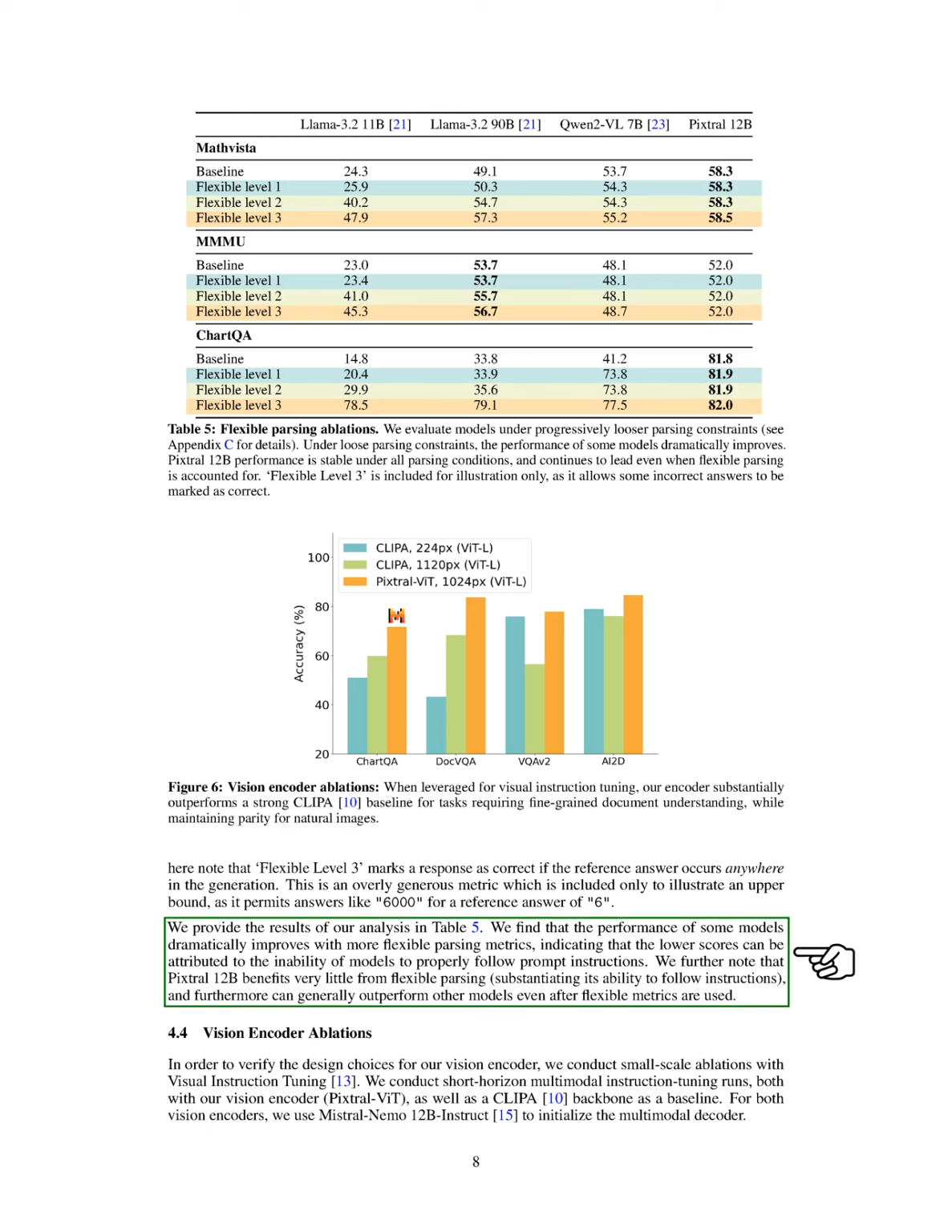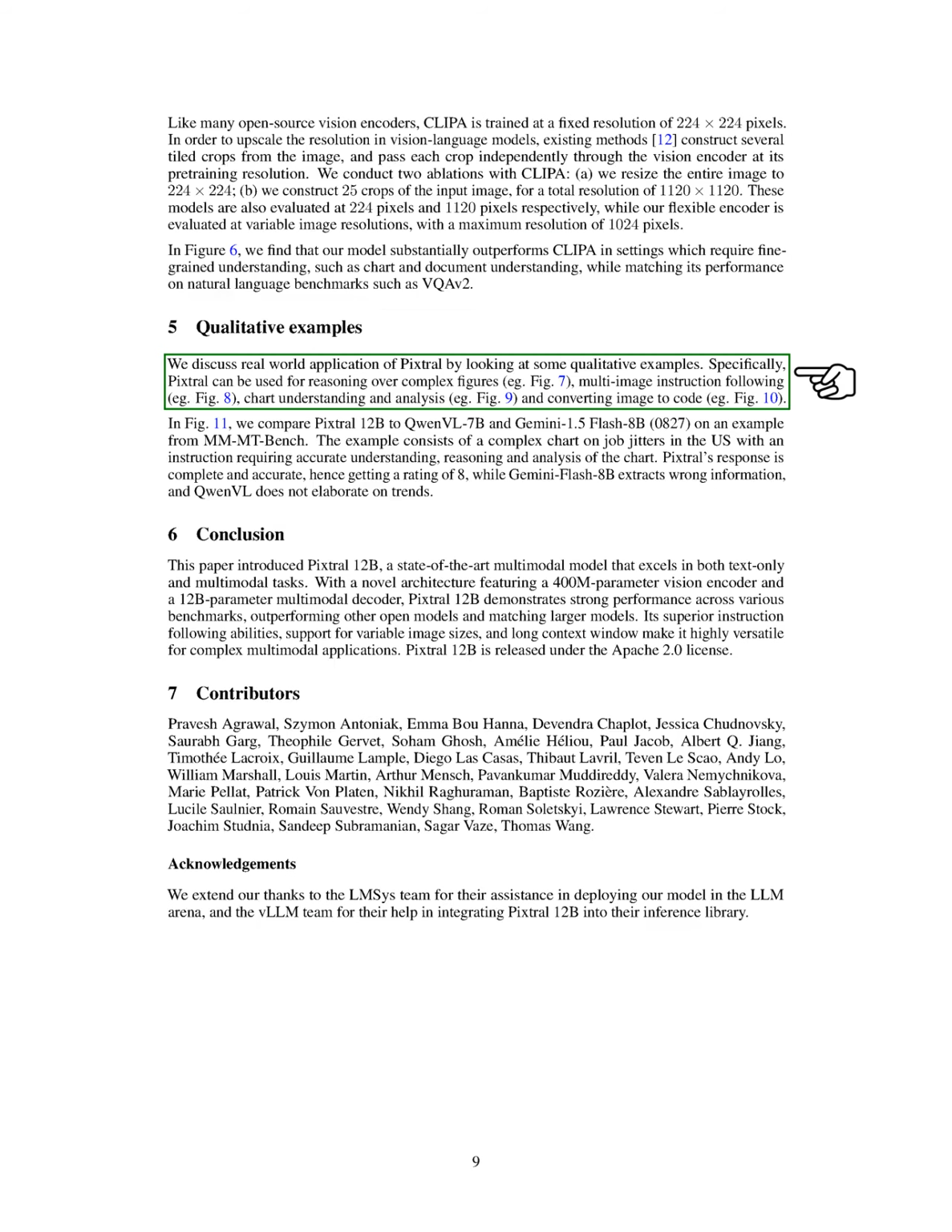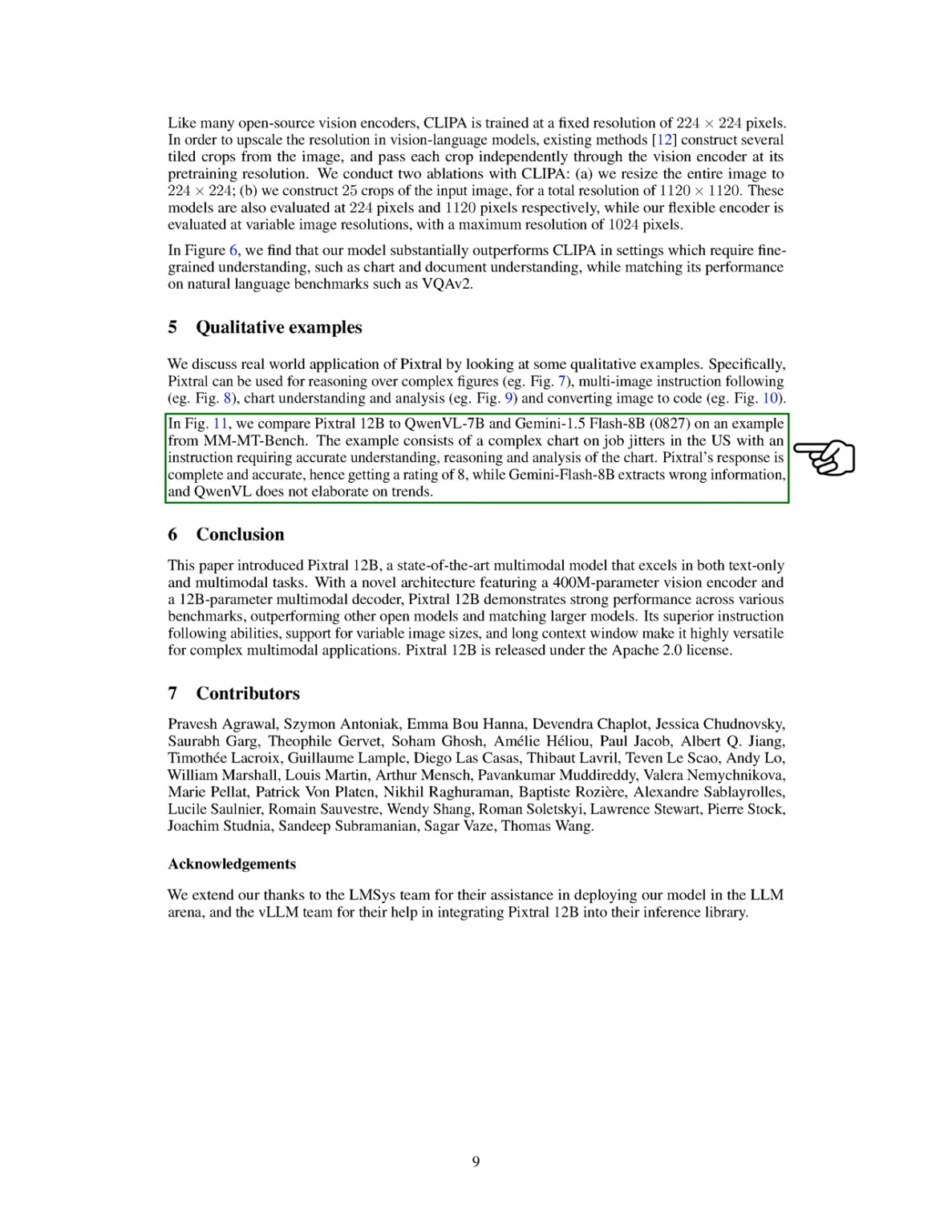Section: Qualitative Examples. In this section, we discuss real-world applications of Pixtral by examining some qualitative examples. We can use Pixtral for tasks like understanding complex figures, following instructions across multiple images, analyzing charts, and converting images into code. For instance, we compare Pixtral 12b with Qwen VL 7b and Gemini 1.5 Flash 8b on a specific example from MMT Bench.